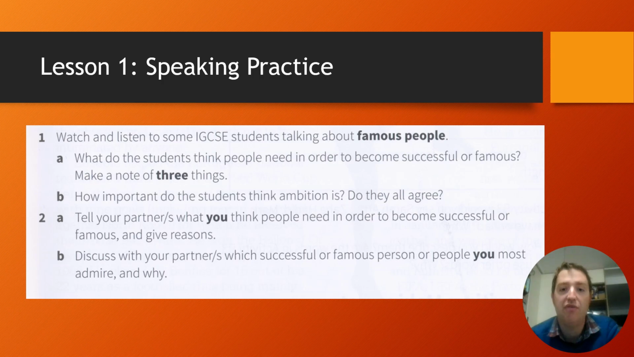And then for homework, their quick assessment assignment would be to write a short summary using these vocabulary words about some famous person that they admire.